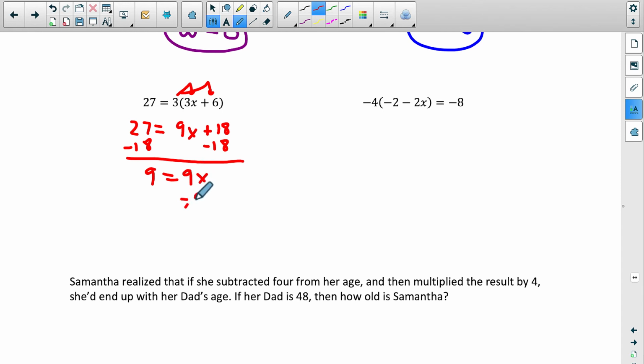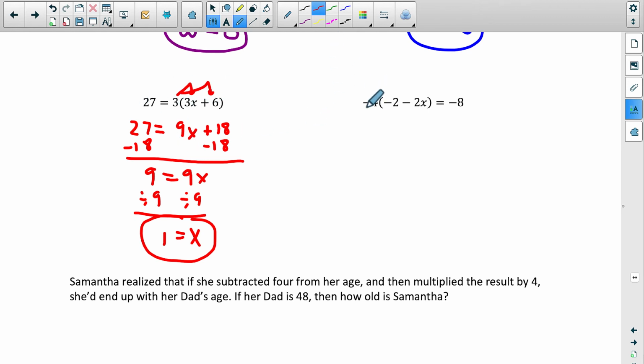Do the opposite. Divide by 9 on both sides. So those cancel. You get x, and 9 divided by 9 is 1. Not 0, it's 1. I'm not sure, I want to check this one. Okay, 3 times 1 is 3, plus 6 is 9. 3 times 9 is 27.